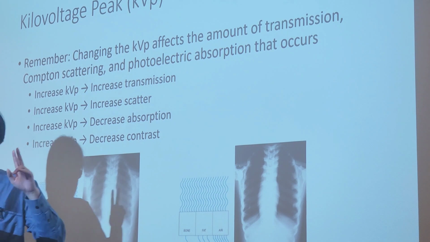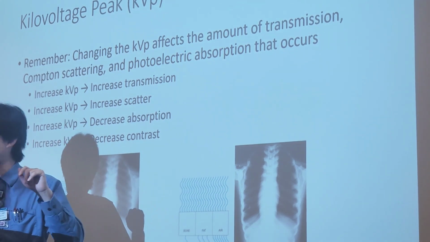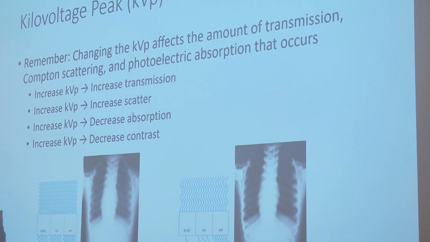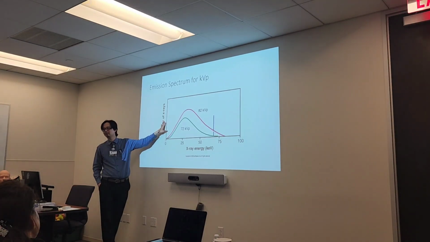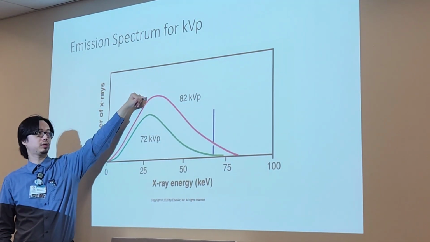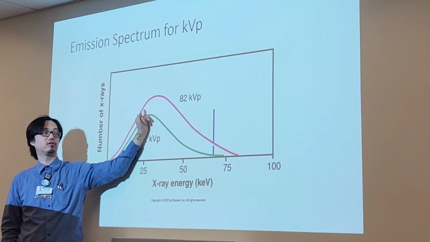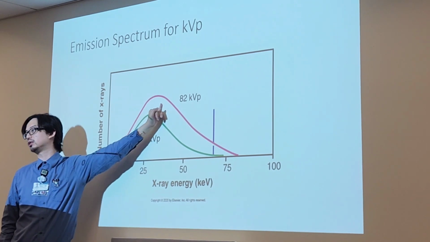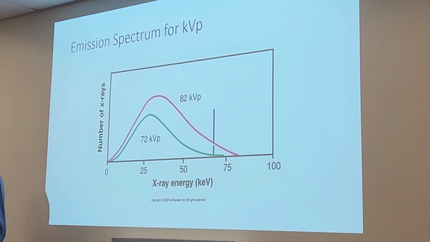Photoelectric absorption and what else? Compton scattering. So between photoelectric absorption and Compton scattering, we said one is responsible for patient dose, one is responsible for our dose, occupational dose. Which one is occupational dose? Compton scatter. Which one is patient dose? That's right. So the quantity, the number of X-rays goes up, but the quality, the power of the X-rays, the energy, also goes up. So KVP affects both of them.